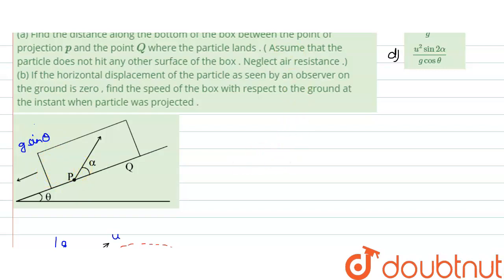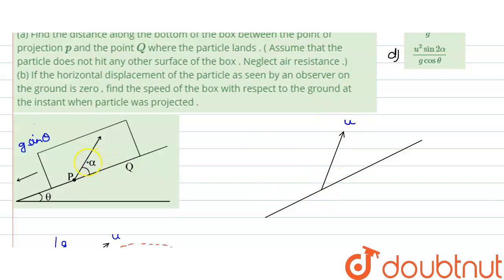Now if we take the relative acceleration, we can make the box stationary and give its acceleration to our point P. We first of all just draw our incline like this. This is our incline. Now the particle is projected like this. This is the projection of the particle. Let's say the velocity is u.